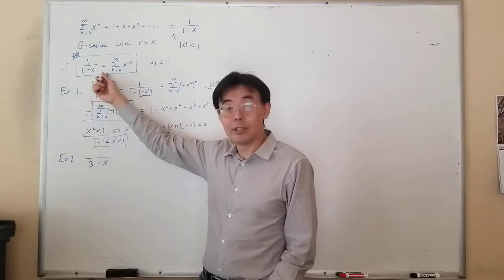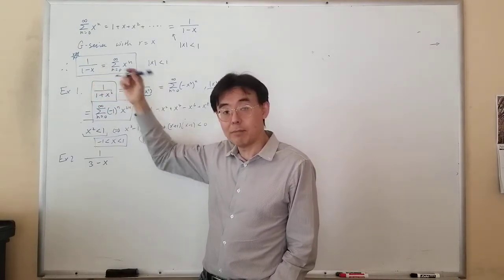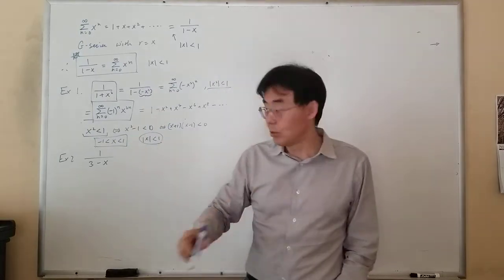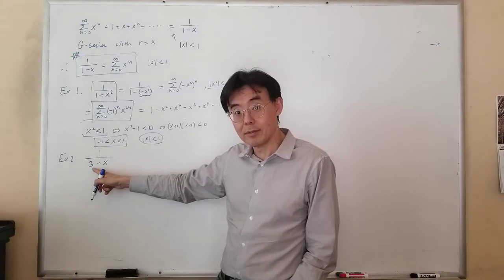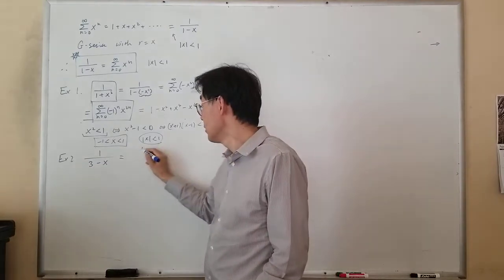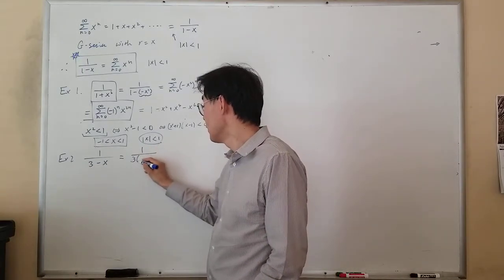Again, this is our starting point, 1 over 1 minus something. That's the form we want to rewrite. Unfortunately, this is not 1. Then we can factor out a 3.